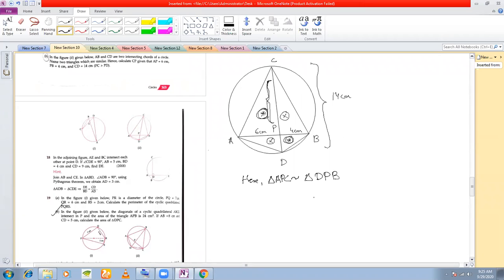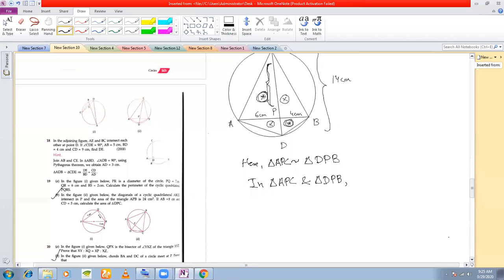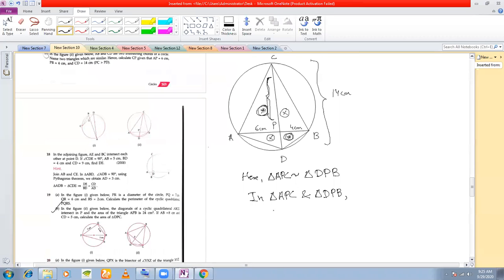So how do you prove similarity of these two triangles? In triangle APC and triangle DPB, angle APC is equal to angle DPB. Why? Because they are vertically opposite angles.